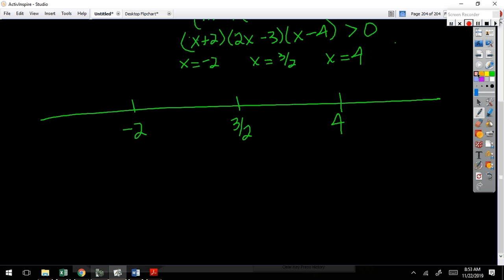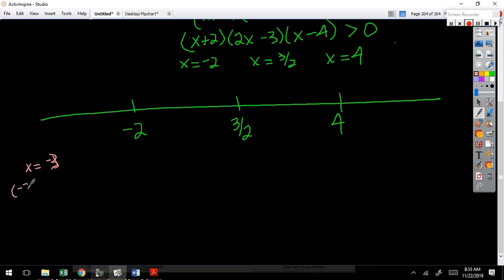All right, let's look. I need to know smaller than negative 2, between negative 2 and 1.5, and between 1.5 and 4, and then bigger than 4. So I got to test 1, 2, 3, 4 different intervals to see. Okay. All right, give me a value easy to test that is less than negative 2. Negative 3. Easy enough.